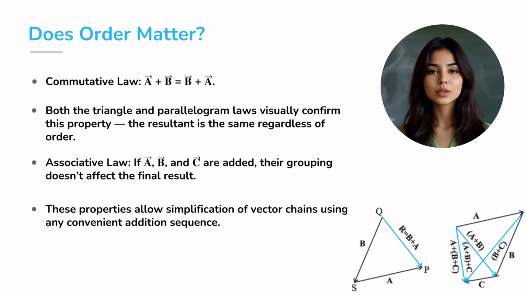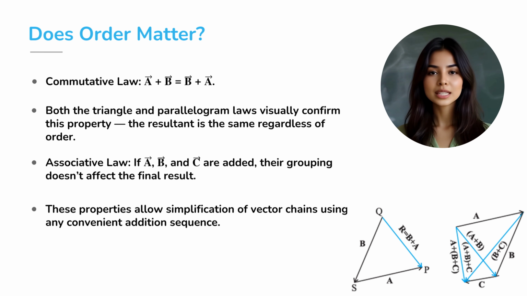Here's something cool: order doesn't matter when you add vectors. That's called the commutative law. Whether you go from vector A to B or from B to A, you'll end up at the same resultant vector R. Visually, both triangle and parallelogram constructions confirm this.